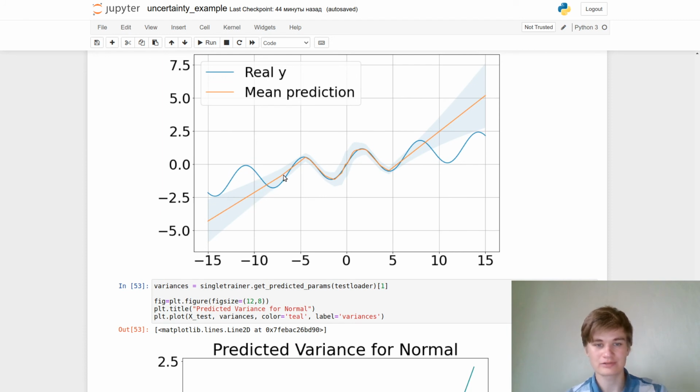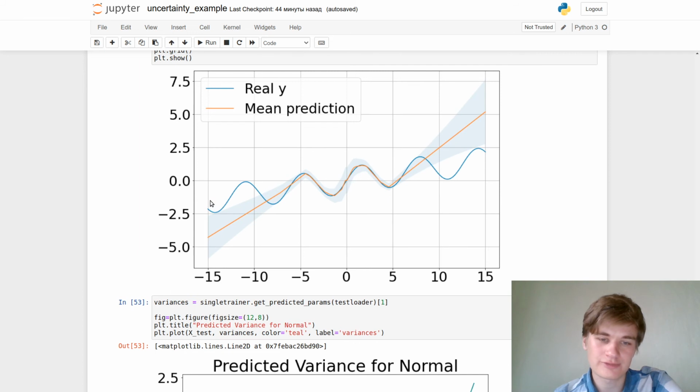Blue is real targets, and this orange line is our mean prediction. And you can also see variance, plus minus standard deviation, for the predictions of single Gaussian model. You can see that in this simple case, Gaussian increases its variance as we go from our train data region.